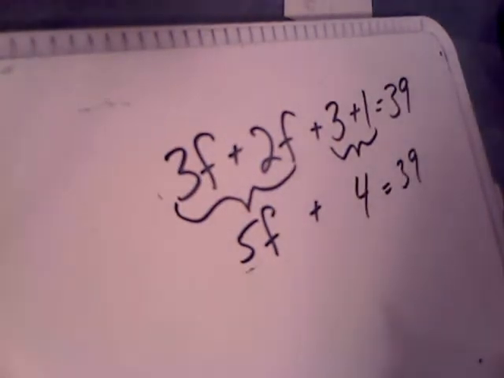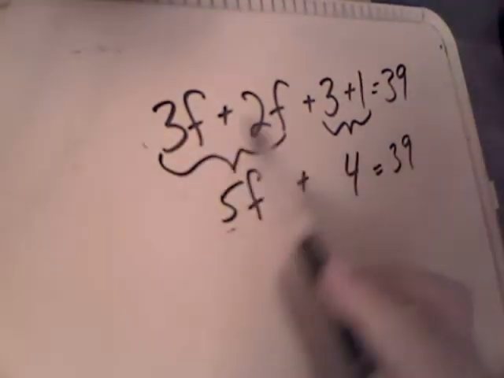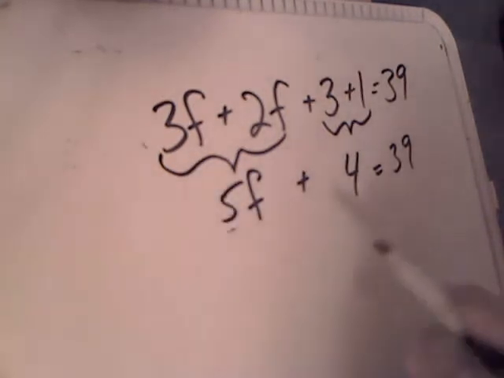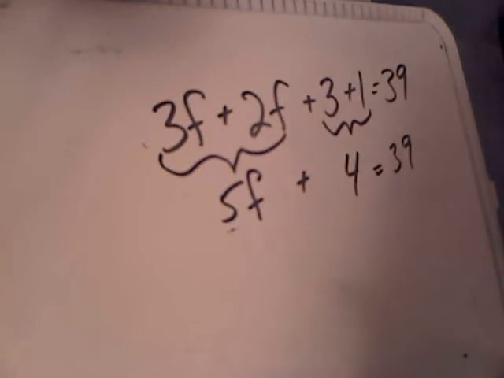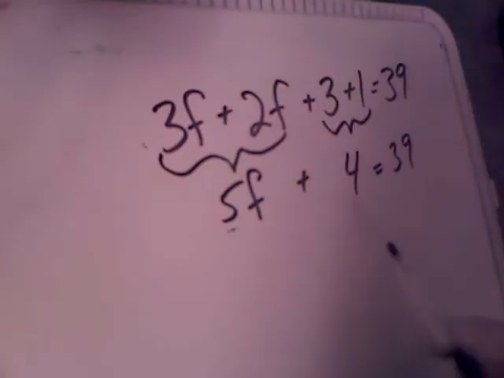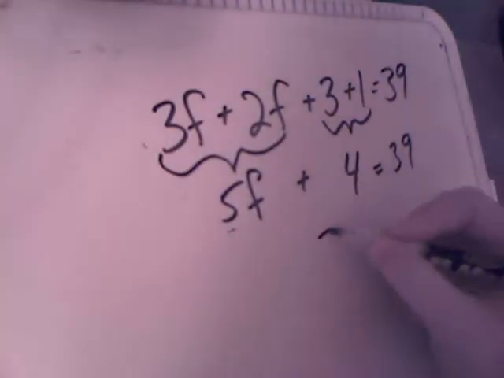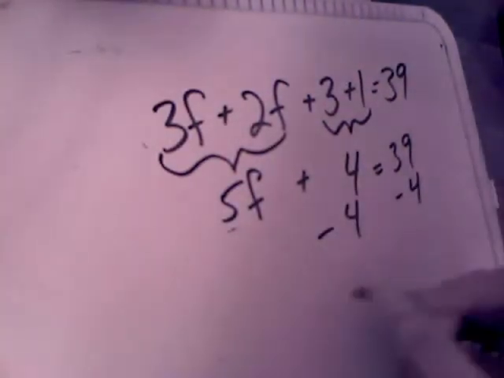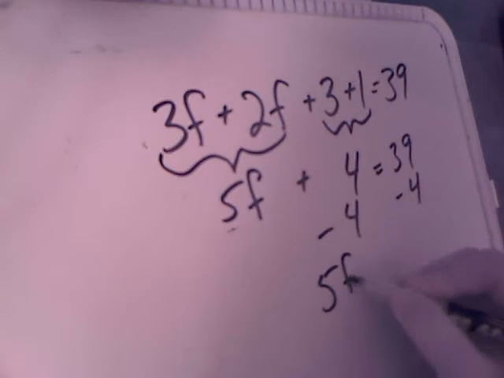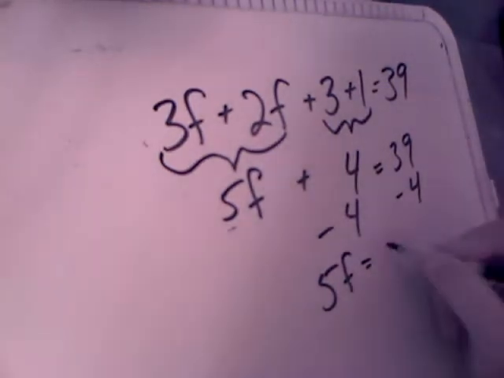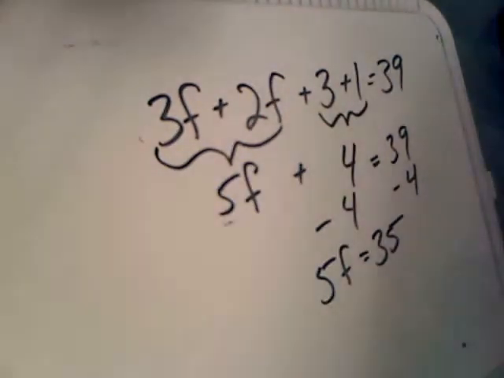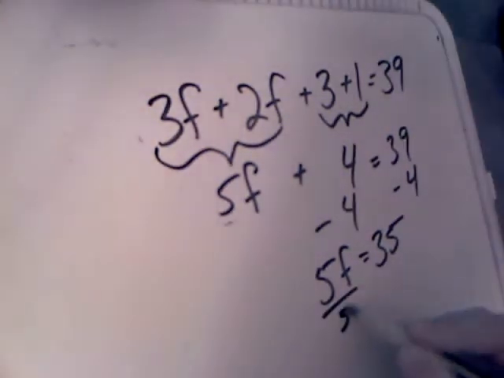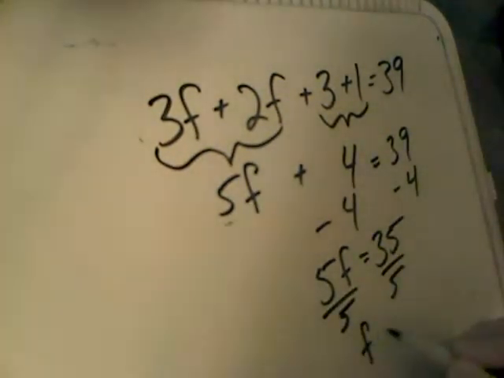Got a regular equation now. I don't have to worry about getting rid of the 3 and getting rid of the 2 separately. I can combine them all up. It's always best to combine things up, if at all possible. To get rid of this 4, which is farther away than the 5, I'm going to subtract 4 on both sides, and I'm left with 5f equals 39 minus 4, which is 35. To get rid of that 5, I'm going to divide by 5 on both sides and get f equals 7.